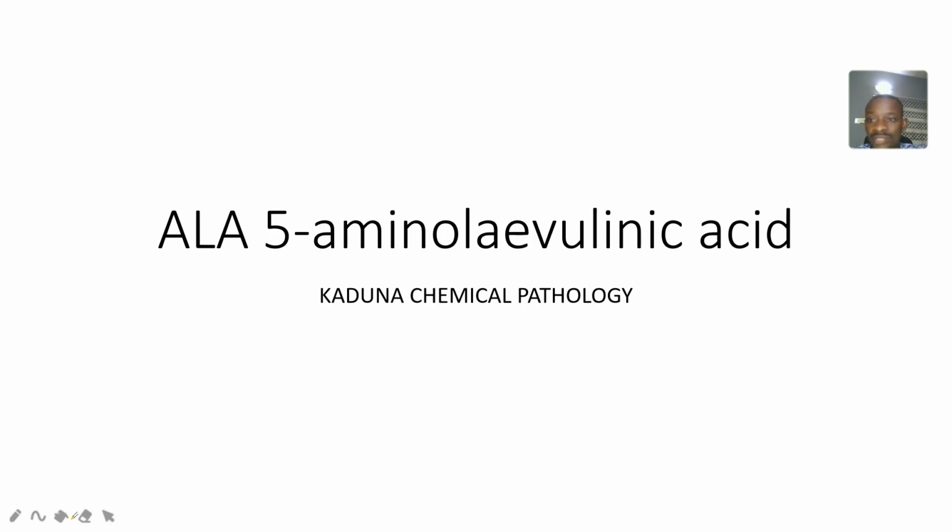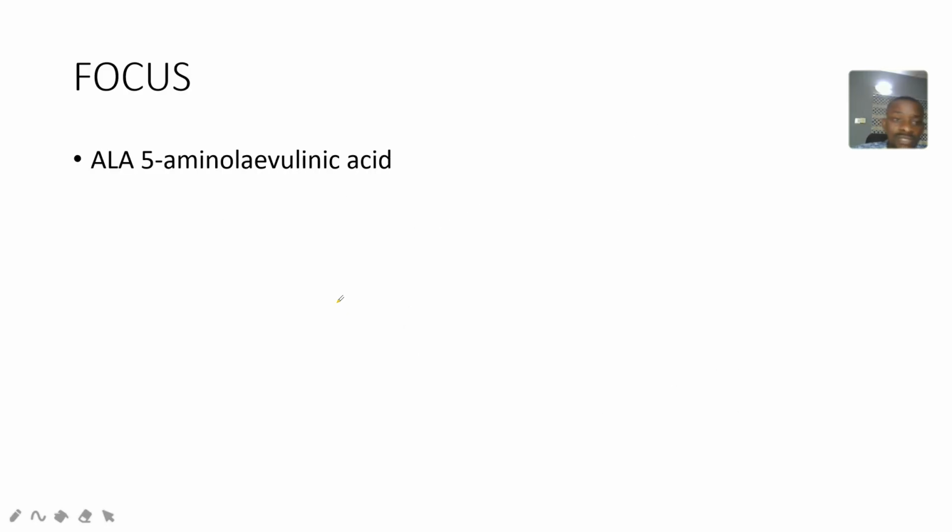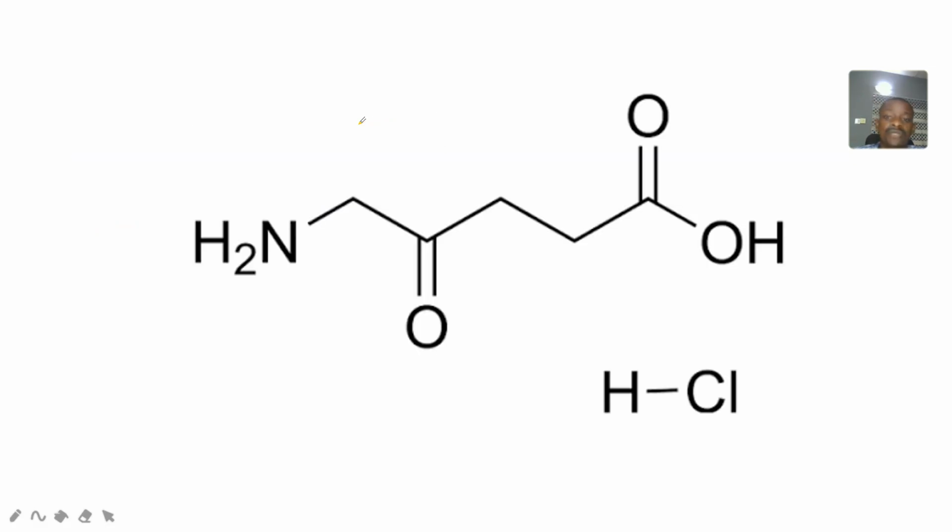Now we'll talk about another acid. It's more like talking about some abbreviations in chemical pathology. So this is 5-aminolevulinic acid. What is it? Where is it found? What are its uses? That's what we're trying to look at.